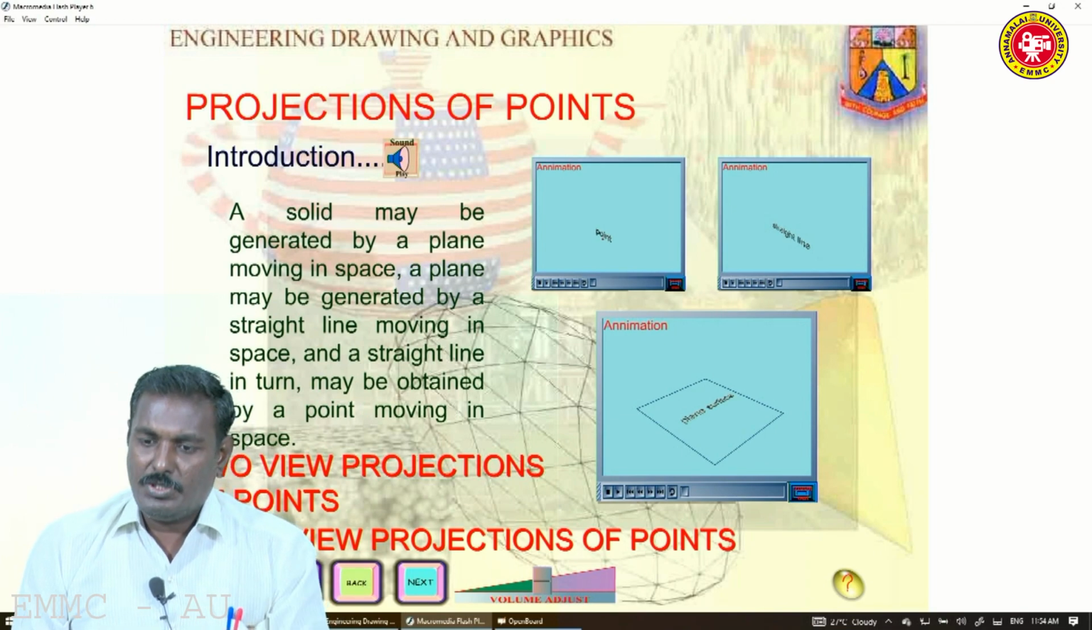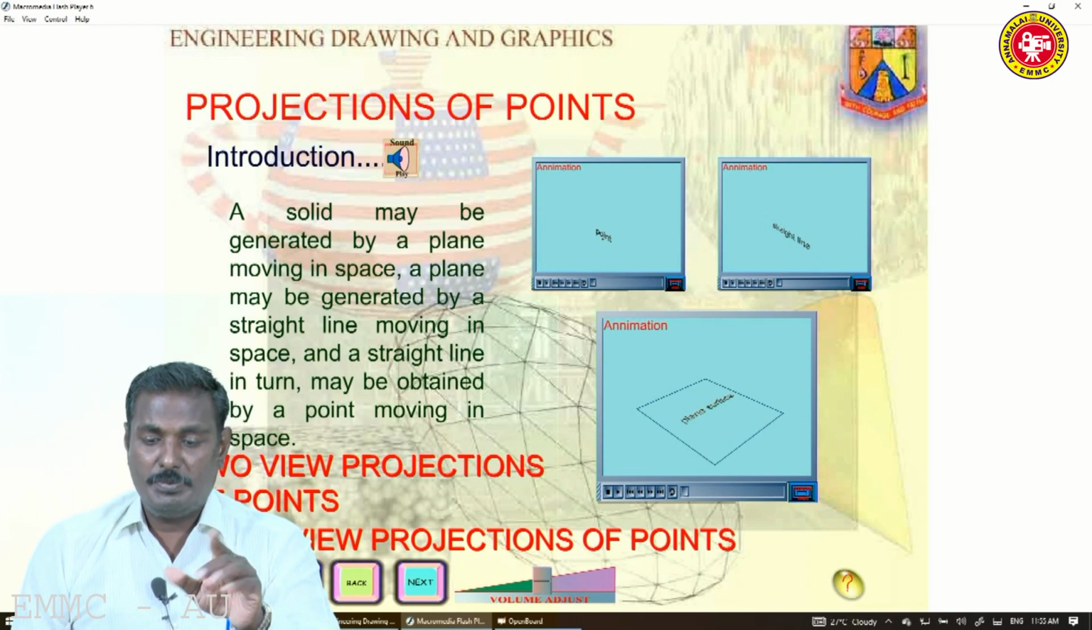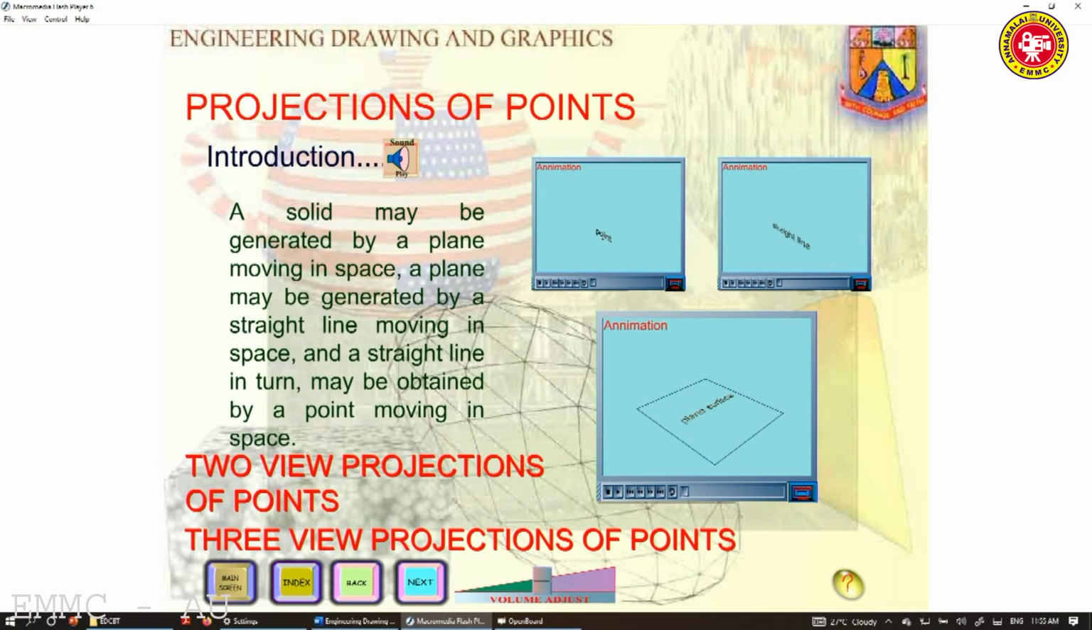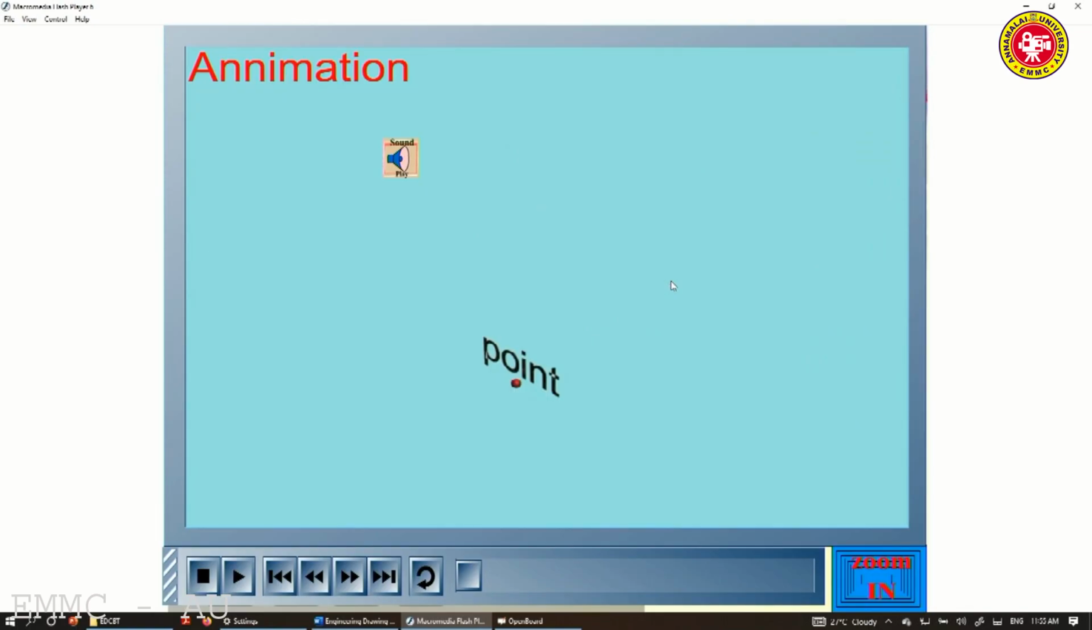Here, a solid may be generated by a plane moving in space. A plane may be generated by a straight line moving in space, and a straight line in turn may be obtained by a point moving in space. In the animation, you can see how a point traces a straight line. If you track a point vertically, it generates a straight line. This is the concept: by a number of points you are able to generate straight lines.